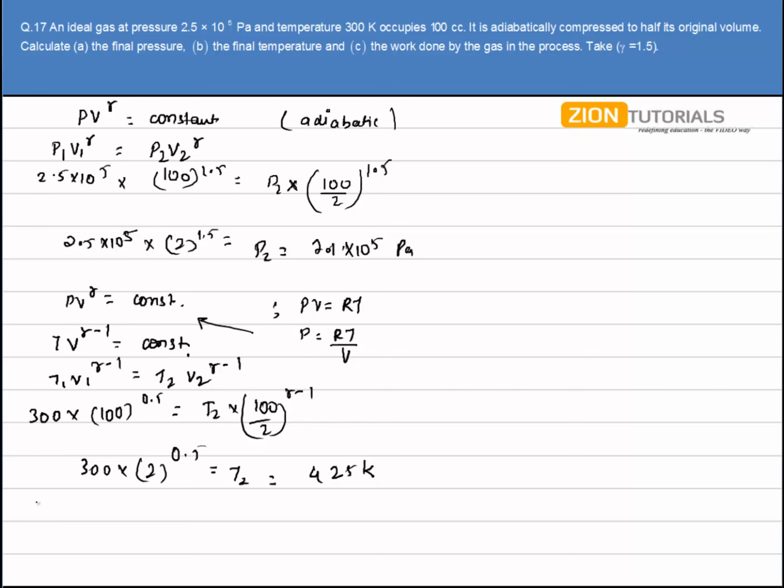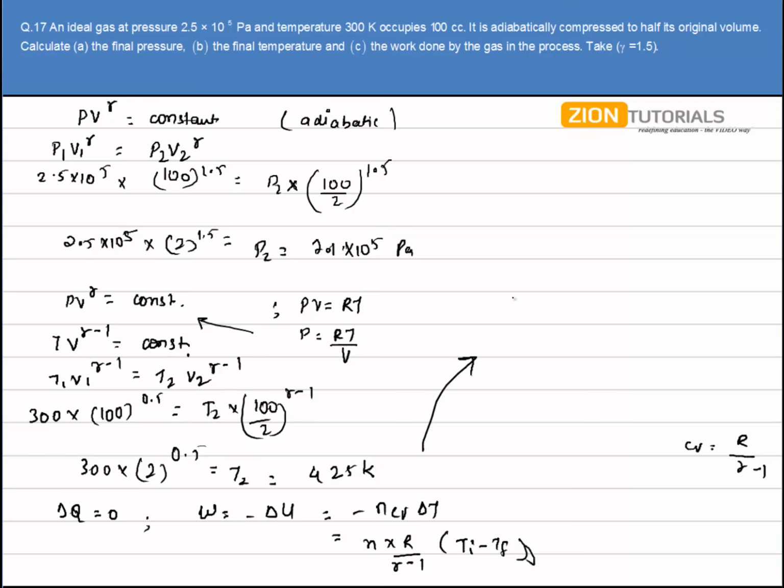In the third case, we have to calculate the work done. Since it is an adiabatic process, the change in heat will be 0. So work done will be equal to minus of change in internal energy, that is given by minus of nCv delta T. So Cv is given as R by gamma minus 1. So n into R by gamma minus 1, and it will be minus delta T, so it can be written as initial temperature minus final temperature. So I'll substitute the values.